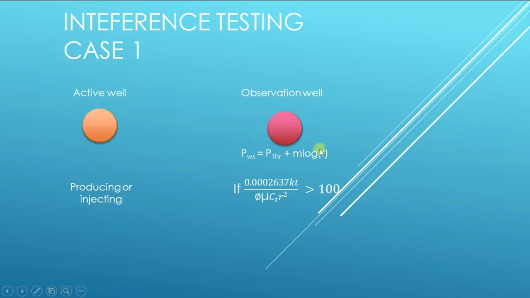This equation can only be used if this requirement is met. The equation is 0.0002637 times permeability times time, over porosity times viscosity times total compressibility times r squared. And the r here is the distance between the active well and the observation well. So if the calculated value is over 100, then we can use the equation here.